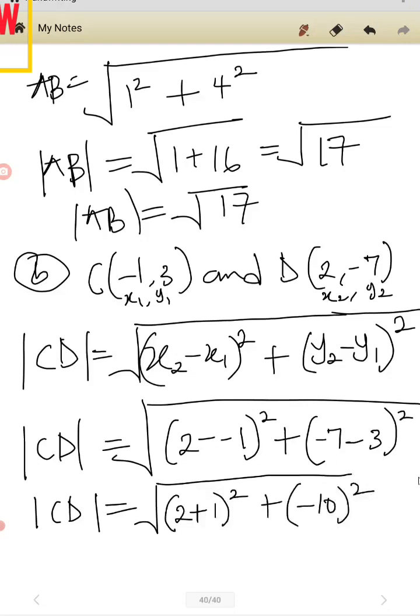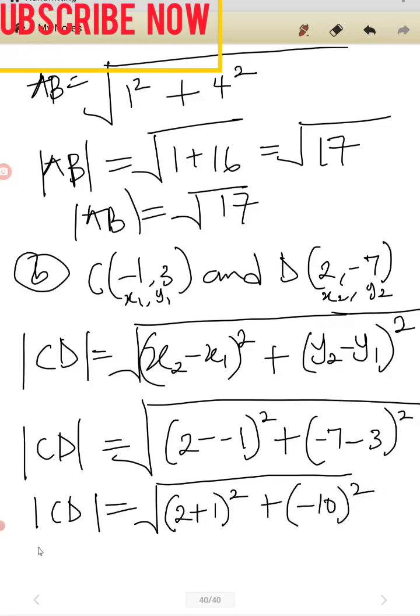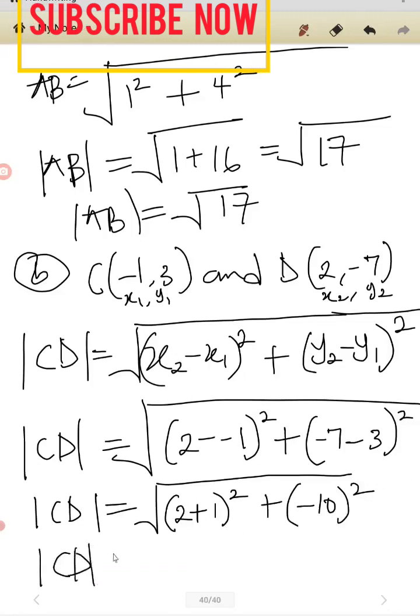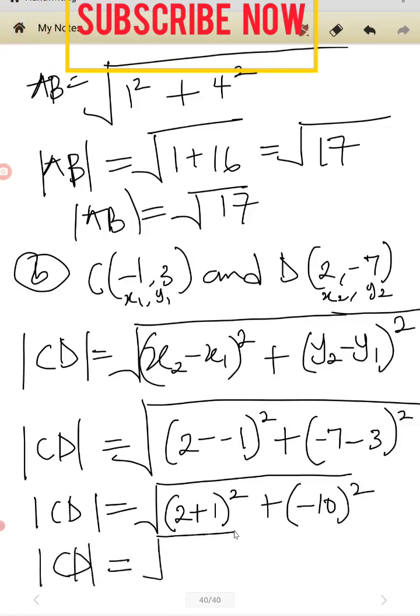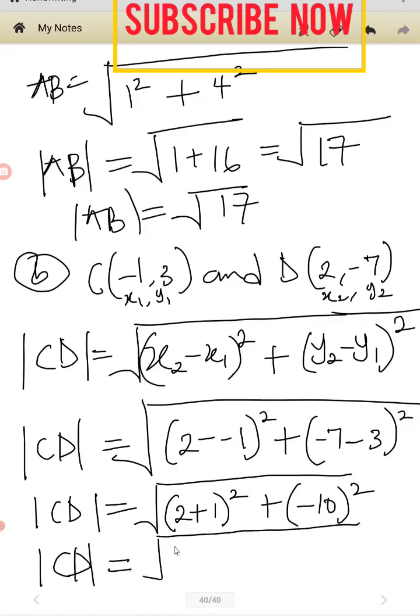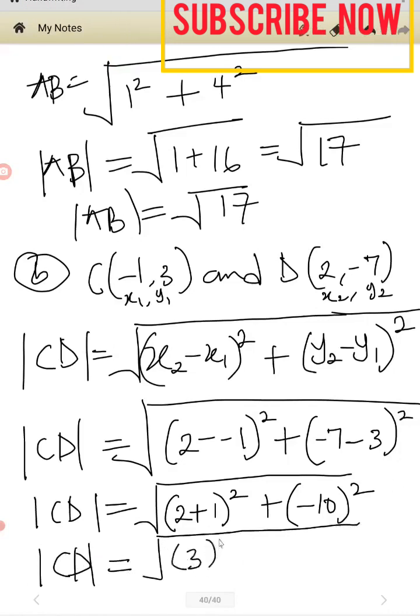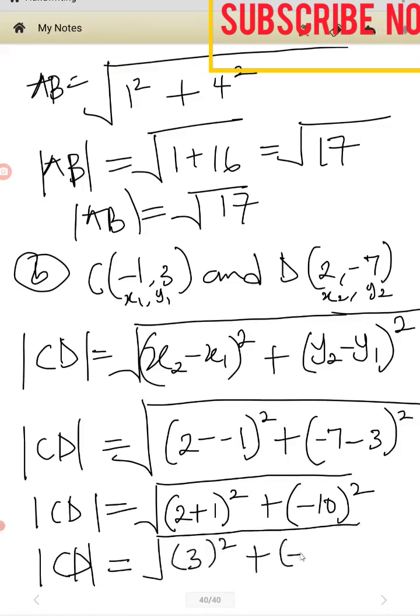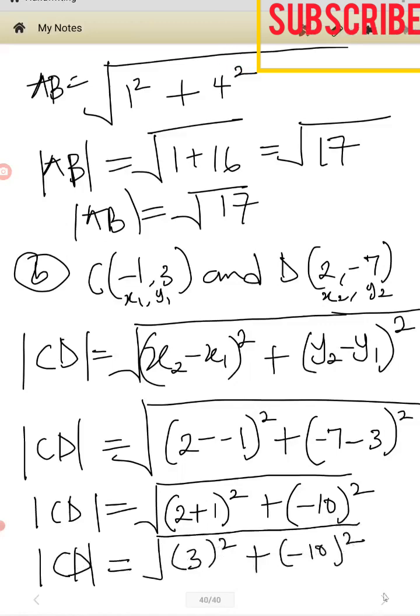I'm trying to explain step by step. So by the time you see any question, it will be very easy for you to solve. The moment you follow the procedure as I'm doing it, it will be very easy for you also to solve. So this will give you 3 squared plus minus 10 squared. So you continue to have the line CD.